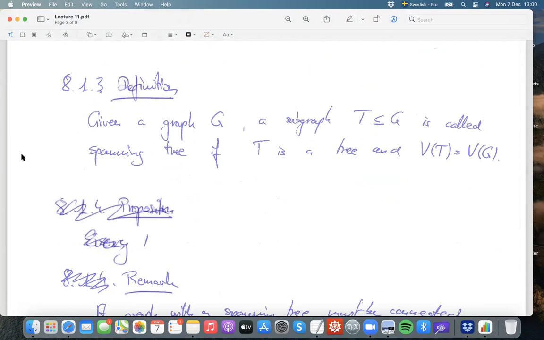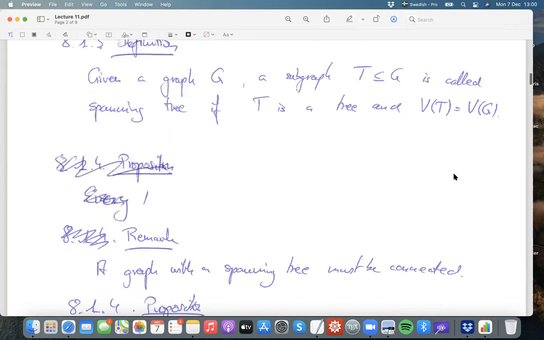Okay, now an important thing for a given graph is the notion of its so-called spanning tree. Again, we assume for a second that our graphs are non-directed and probably contain no loops. So it's a spanning tree if it's a tree containing all vertices of the original graph.